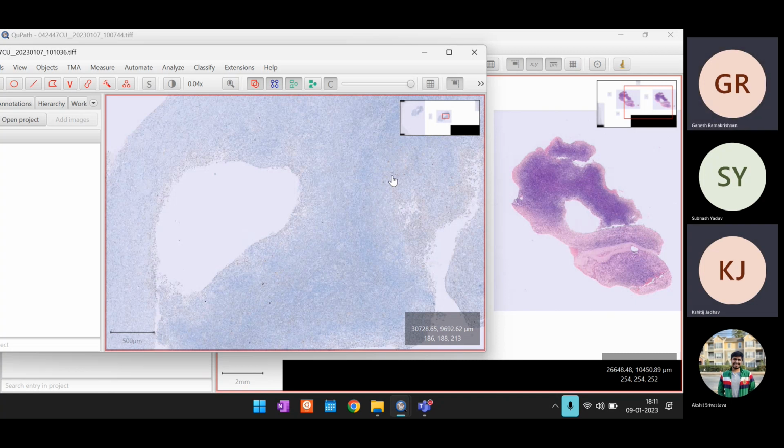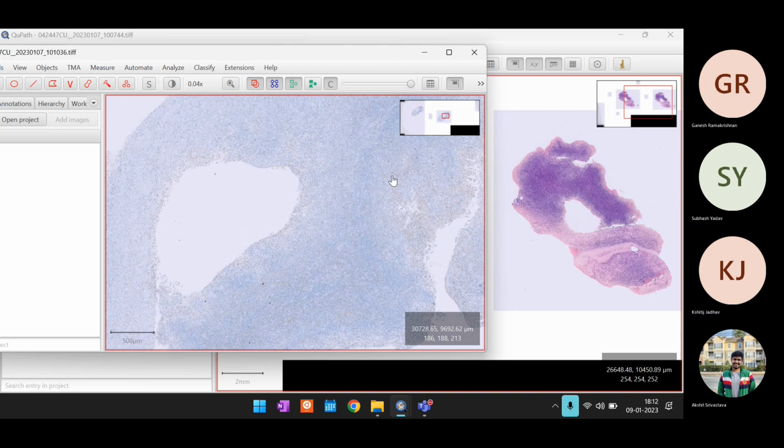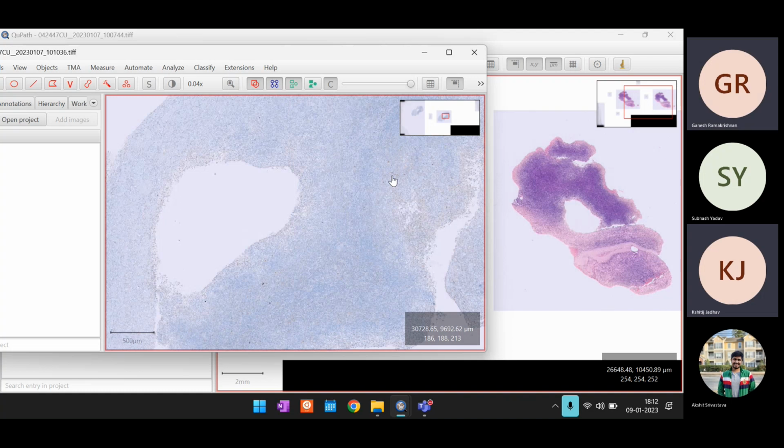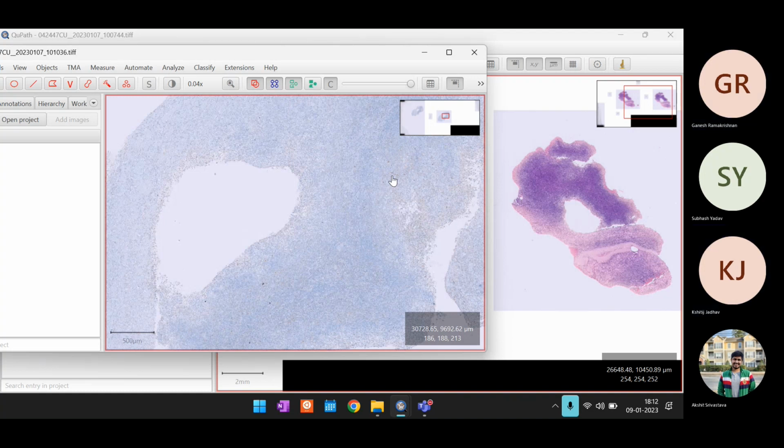Actually, once we identify the Reed-Sternberg cells, the diagnosis is reached, right? But that is not the aim of this exercise. We identify the Reed-Sternberg cells with the intent of deleting their information from the pink image on the right side. That is what we are trying to do. Right, that I understand. But it is towards the goal of identifying the Reed-Sternberg cell, right?